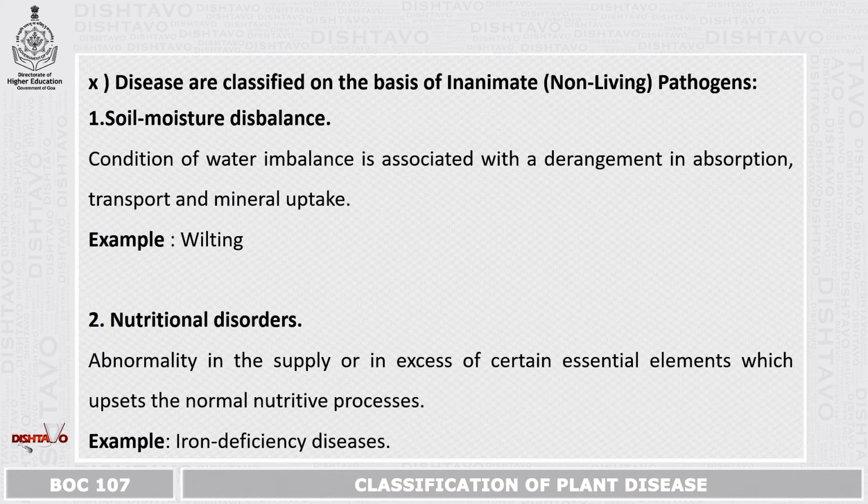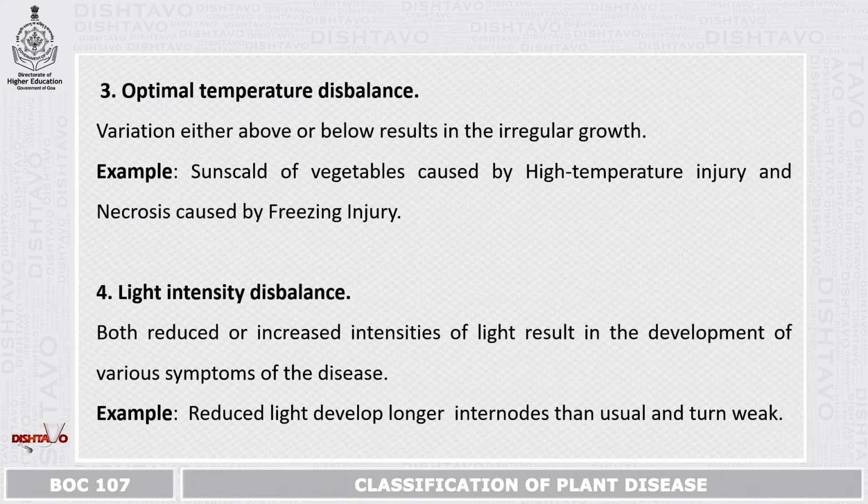So soil moisture imbalance diseases, a condition of water imbalance, is associated with derangement in absorption, transport and mineral uptake. Example is wilting. The nutritional disorder is an abnormality in the supply or excess of certain essential elements which upsets the normal nutritive process. Example, iron deficiency disease. Third is optimal temperature disease, which is caused by variation in the temperature. Example is sunscald of vegetables caused by high temperature injury, and necrosis, which is caused by freezing injury.